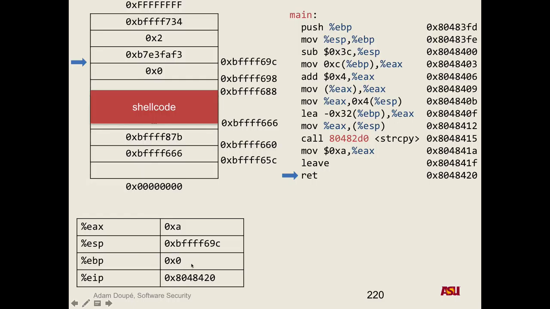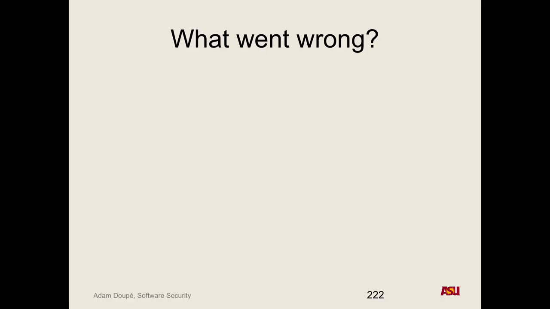Hit zero. And then when we return, what's the instruction pointer going to be? It's like B7, E3, FA, F3, right? And the stack pointer will also move up. And then something else is going to happen. We're fine here. So what went wrong?